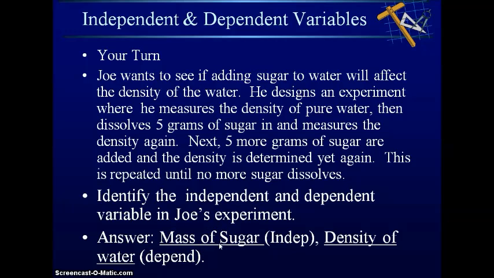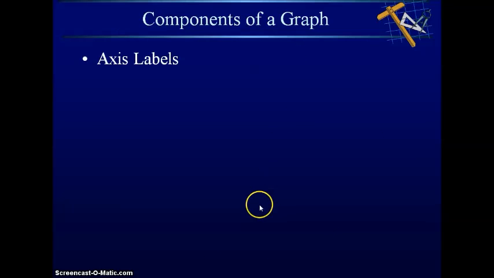Stay away from the word amount. That's a very vague word. It's not specific. If I measure the amount of sugar, am I measuring the mass of it? Am I measuring the volume of it? Am I measuring how heavy it is? Am I measuring how many cubes of sugar I'm using? Okay, all of those would be an amount. That's a vague word. So be specific. Mass, volume, density. Okay, good. If you got that right, excellent.